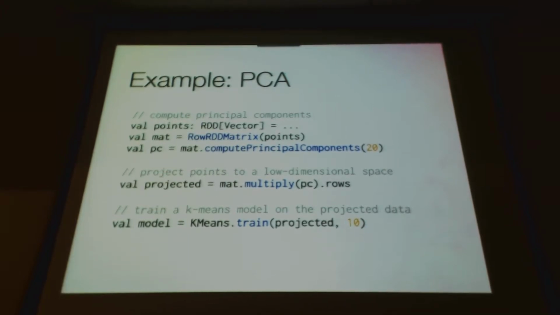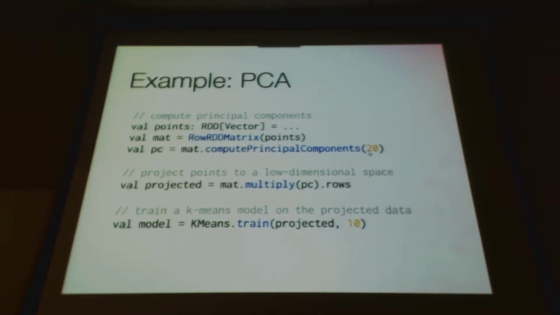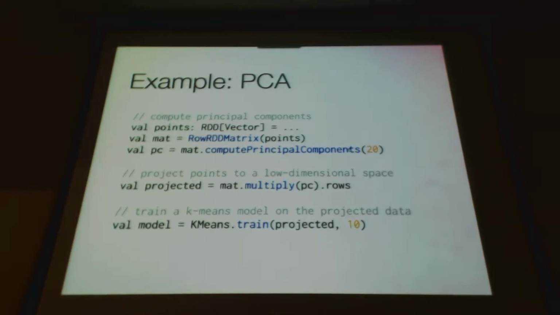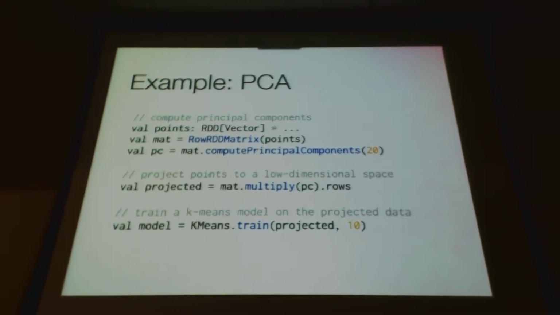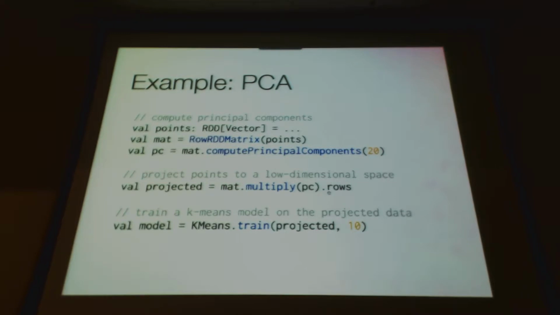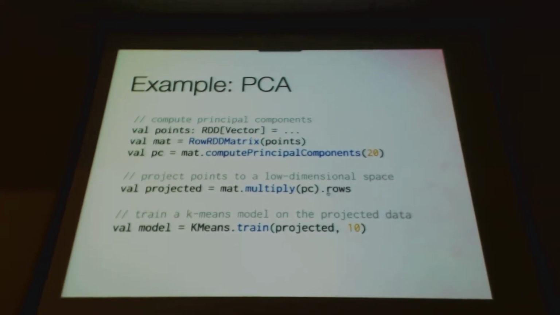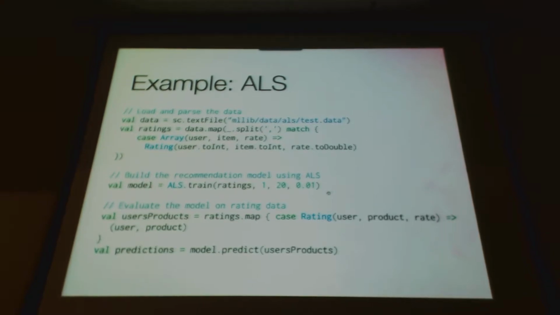So you want to bring it down to 2 dimensions. Well, okay, in this case, it's down to 20 dimensions. So you get the principal components, the top 20 of them, and then you multiply your original data by the principal components, and that gives you another matrix whose rows have the projected lower dimensionality version of your data.